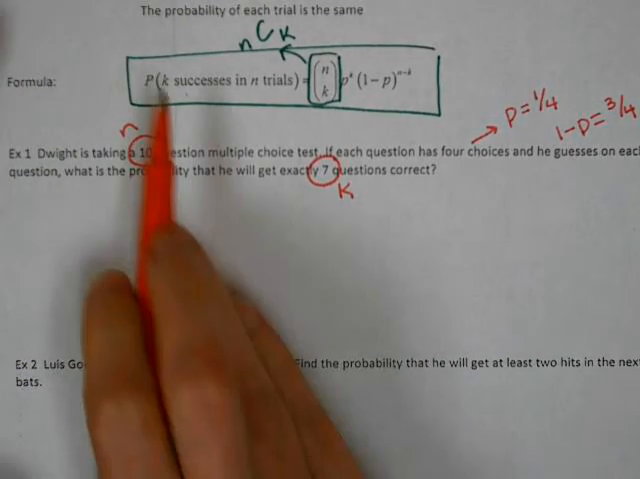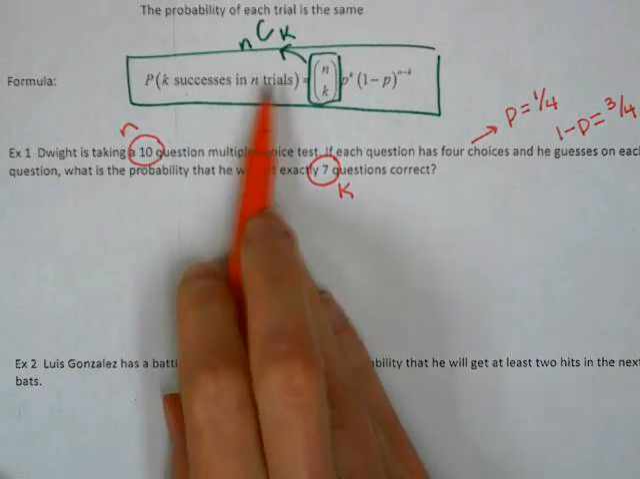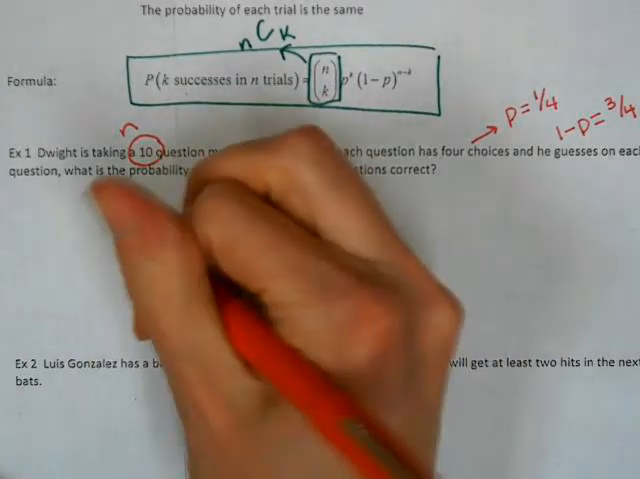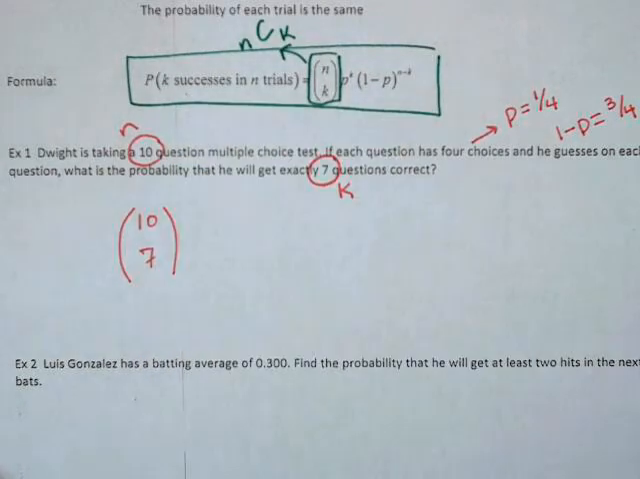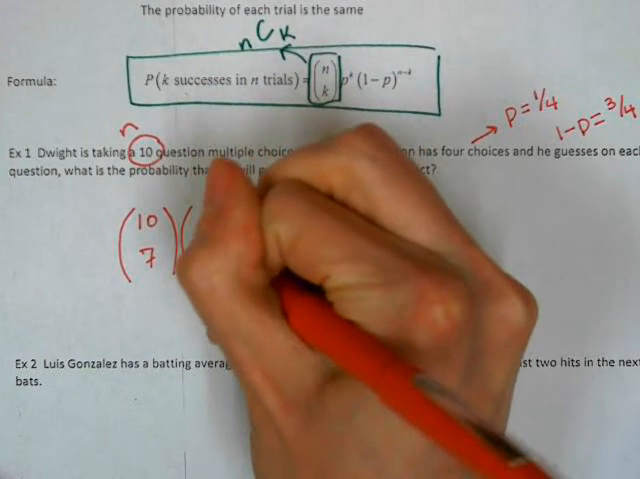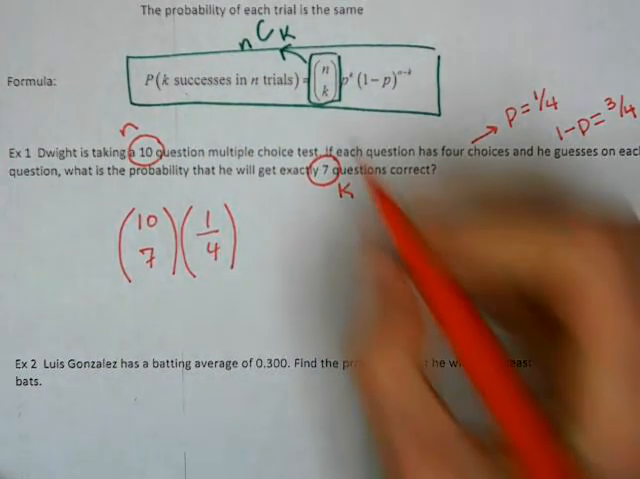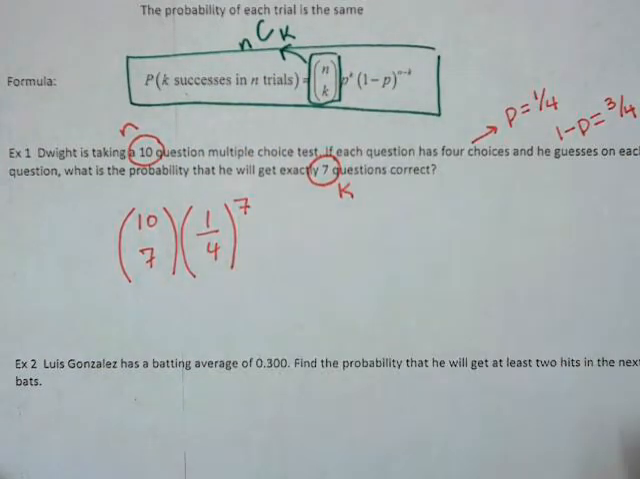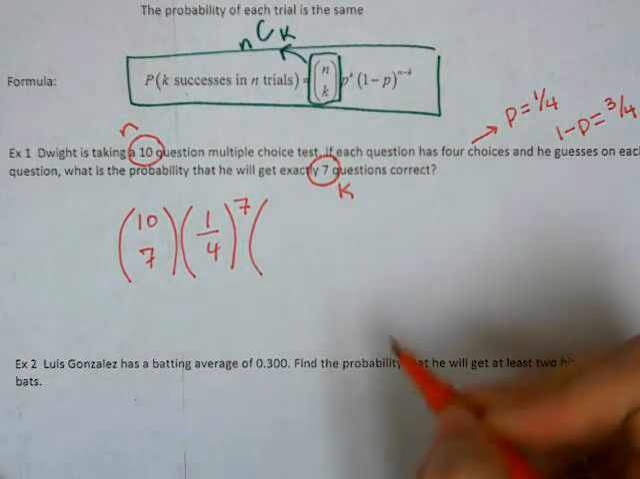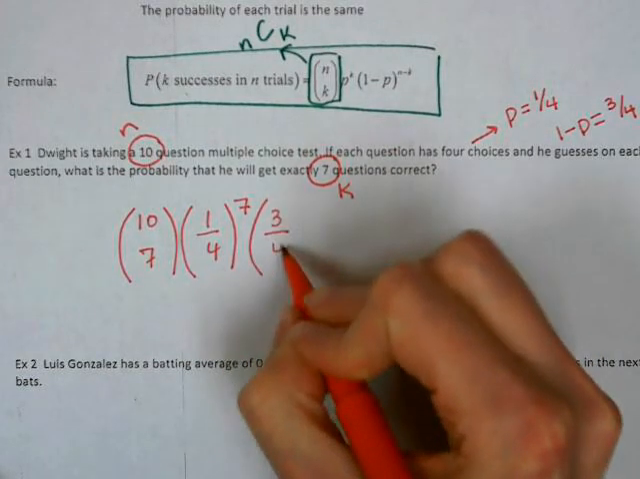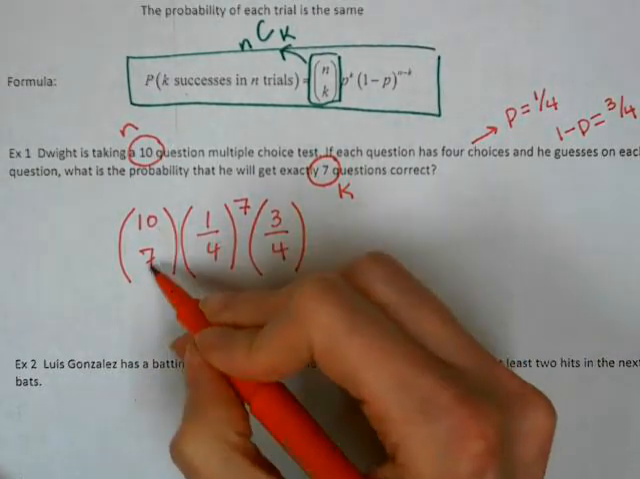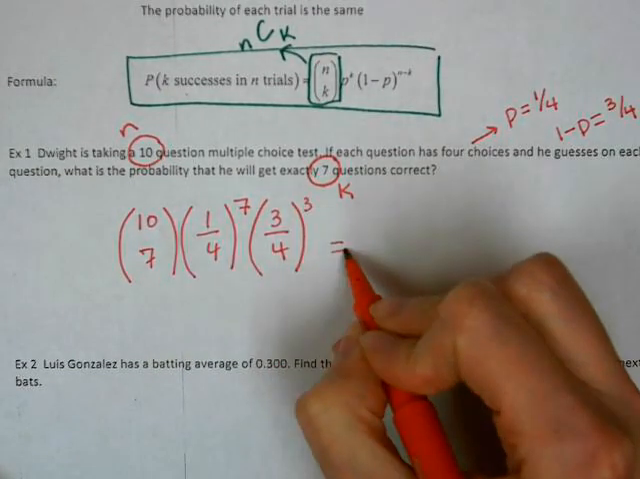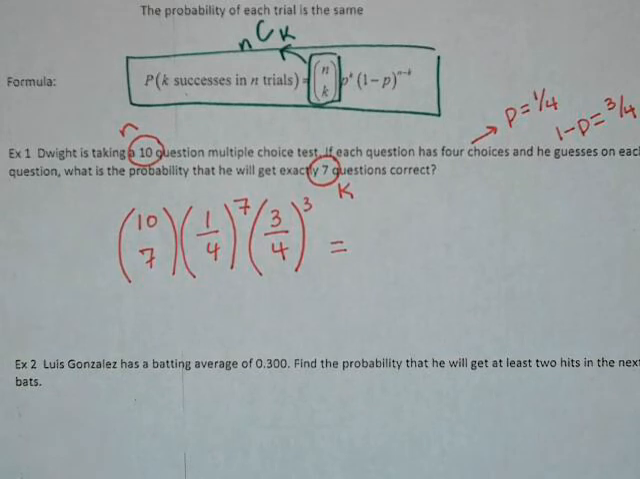So the probability of guessing 7 correct out of 10 is n choose k. So that'll be 10 choose 7 times p, which is 1/4 or 0.25, to the k power, so 7, times 1 minus 1/4, which is 3/4, to the n minus k power. 10 minus 7 is 3. And then we just type that in the calculator.